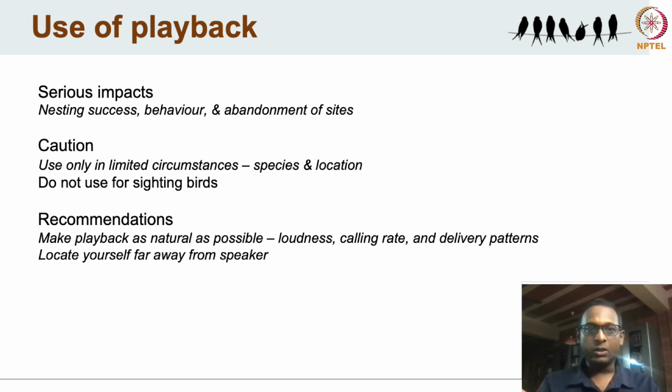Now, we talked in this lecture about how you can understand the ecology of a lot of these birds using playback. So the use of playback is very valuable in understanding the biology of the birds, but to use it only for sighting is using a big hammer to crack a really small nut. So I would recommend that if you are interested in acoustics and want to understand the biology of birds, design your study very carefully, and only then use playback.